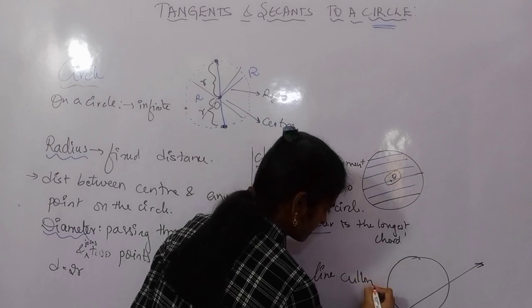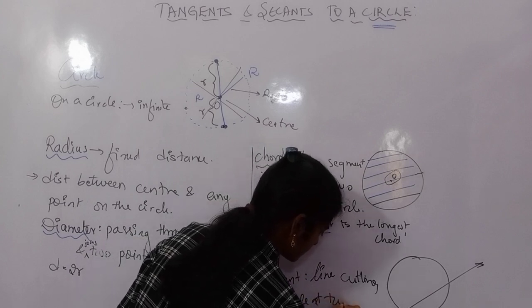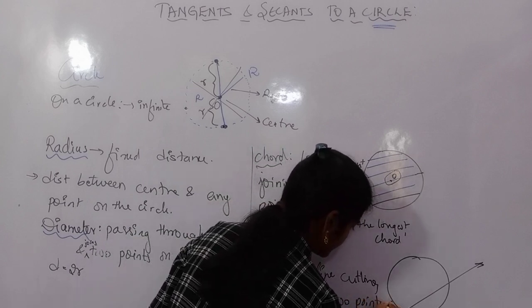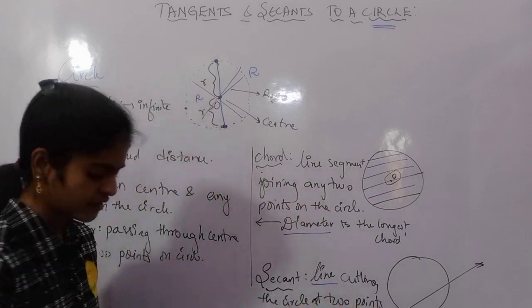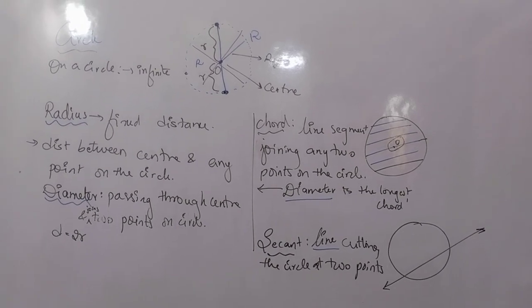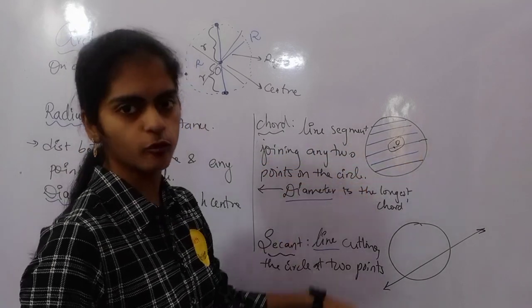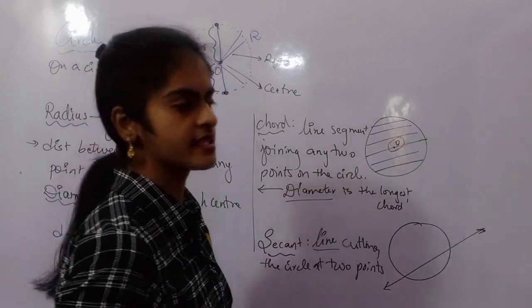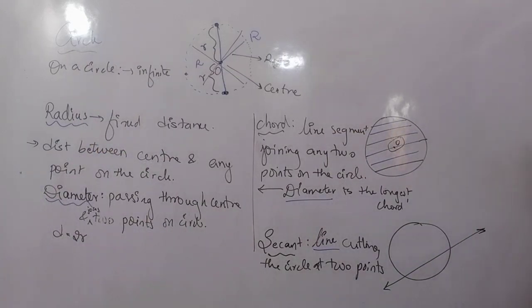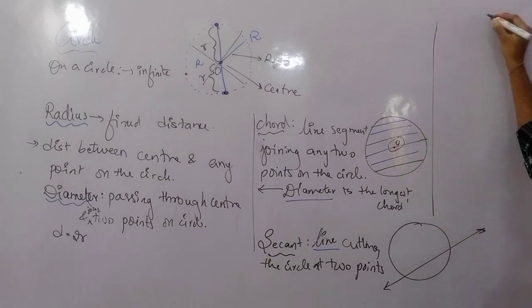A line cutting the circle at how many points? At 2 points. Clear this definition? You have to understand secant is a line. It is cutting the circle at how many points? 2 points. Right. Whereas chord is actually a line segment which is only joining the 2 points. Secant is cutting the circle into 2 parts, you can see. And suppose if I take a chord, this is a circle, this is a chord. Now the chord is dividing the circle into 2 parts.